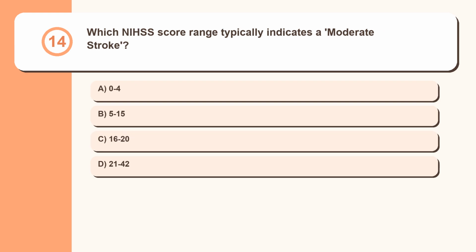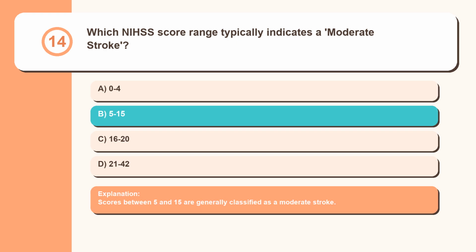Question 14. Which NIHSS score range typically indicates a moderate stroke? 0 to 4, 5 to 15, 16 to 20, 21 to 42. Scores between 5 and 15 are generally classified as a moderate stroke.